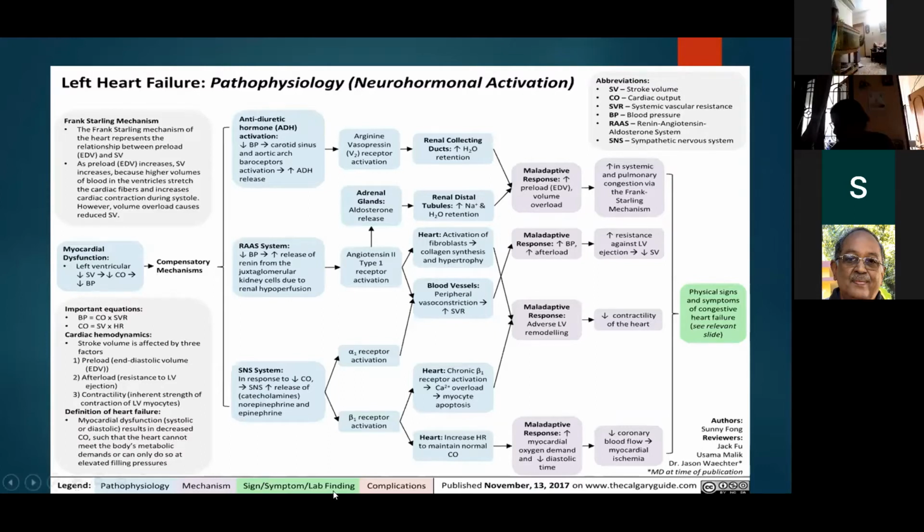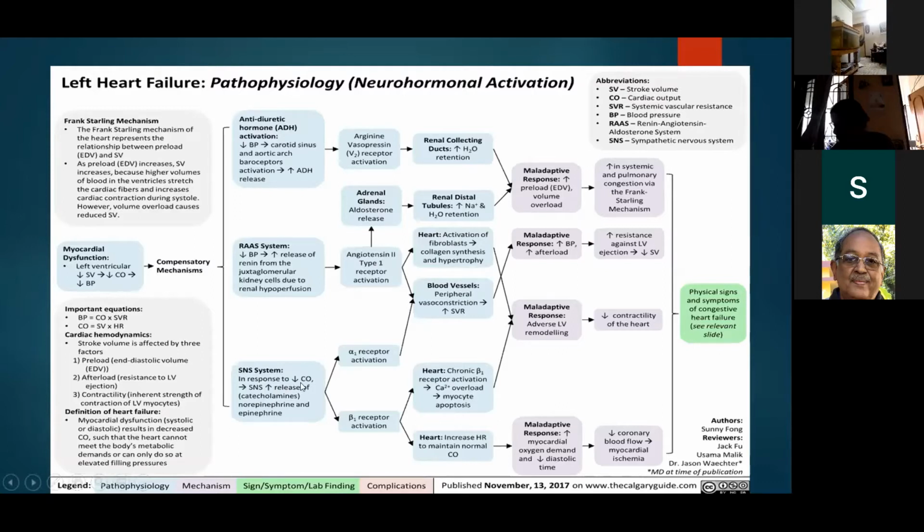Angiotensin 2, which is synthesized from angiotensin 1 by the angiotensin converting enzyme, acts on the adrenal glands to release aldosterone. And it acts on the renal distal tubules, wherein sodium and water retention happens. So sodium reabsorption and water retention happens. Okay, so this is the RAS system. There's a lot of things connected with this. We'll come to one by one in a minute. Okay. And then we have the sympathetic nervous system.